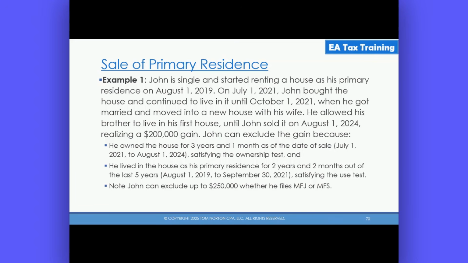Notice he can exclude up to $250,000 whether he is married filing jointly or married filing separately. Because if he's married filing jointly, in order to qualify for the larger gain, the $500,000 gain, then his wife would have had to have at least met the use requirement. She would have had to have lived there for 2 years. In this example, she did not. And so he would not have qualified for any gain greater than $250,000. But in our particular example, that didn't matter because the gain was only $200,000.